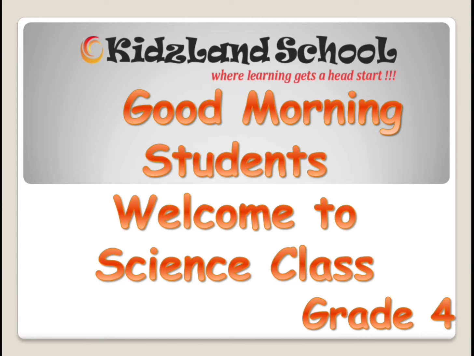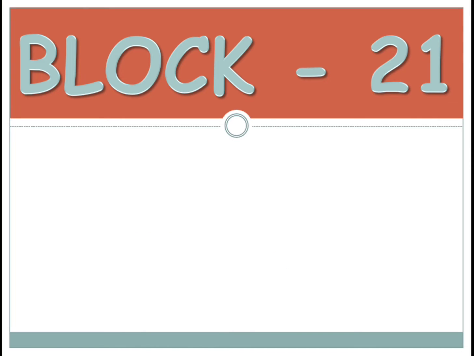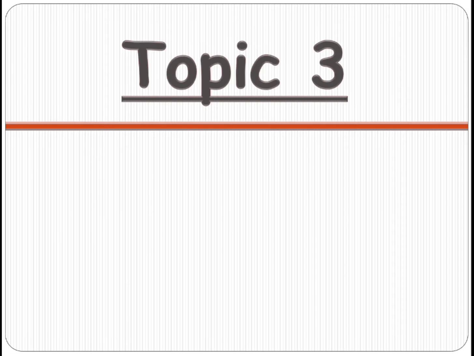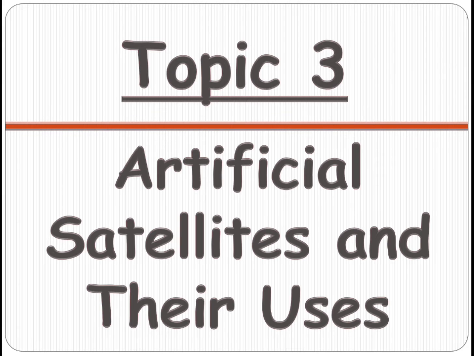So, in science, we are learning block 21, which is the solar system. In this, we have learned about the 8 planets that revolve around the sun in the solar system. Isn't it, children? And in the second topic, we have learned about the objects which also revolve around the sun, such as comets, meteors, and asteroids. And in the third topic, we are going to learn about artificial satellites and their uses.